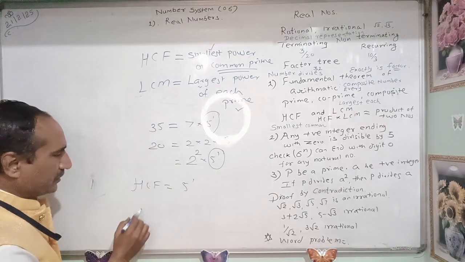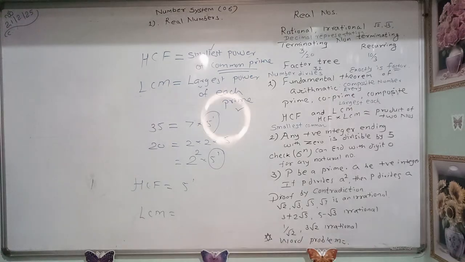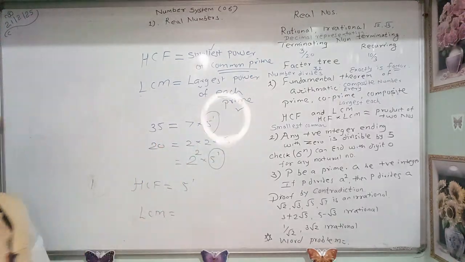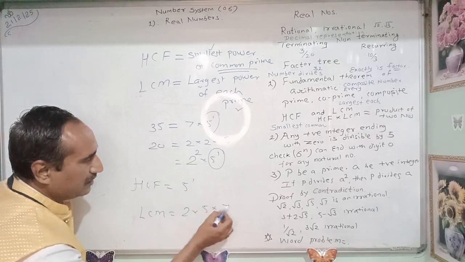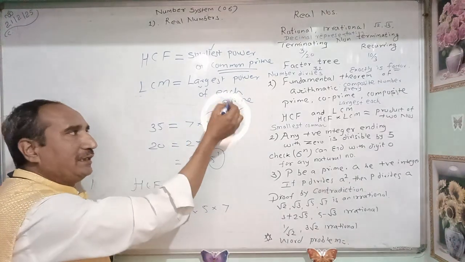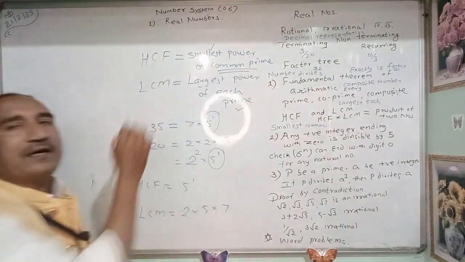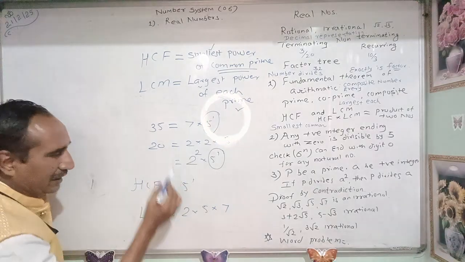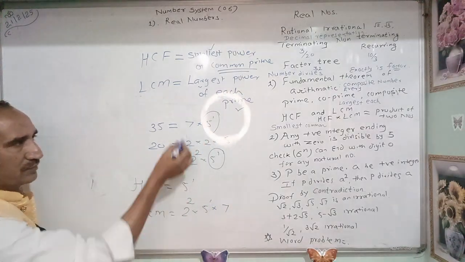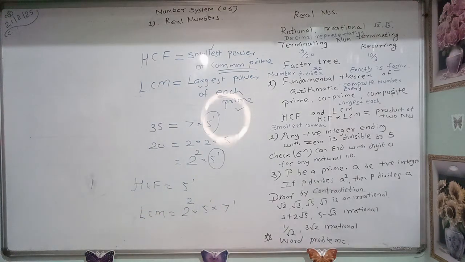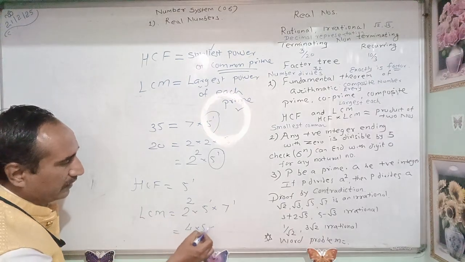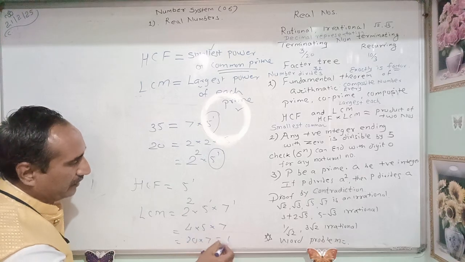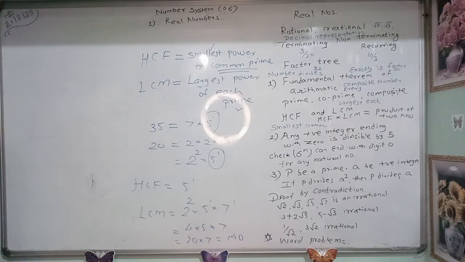Now let's go for the LCM. What is LCM? LCM takes each prime. We have to take all the primes in the factorization. So 2 is here, 5 is here, 7 is here. While taking each prime, we have to take their largest power. So the largest power of 2 is 2, of 5 is 1, of 7 is 1. If we multiply these all, we get the LCM of these two numbers. So 4 into 5 into 7, 20 into 7, that is 140 is the LCM.